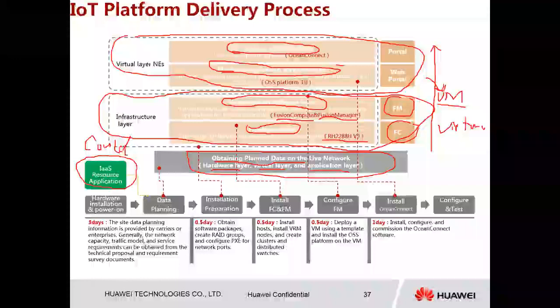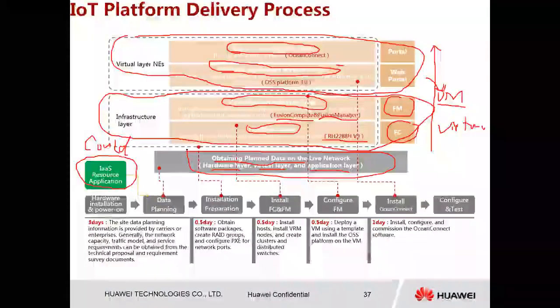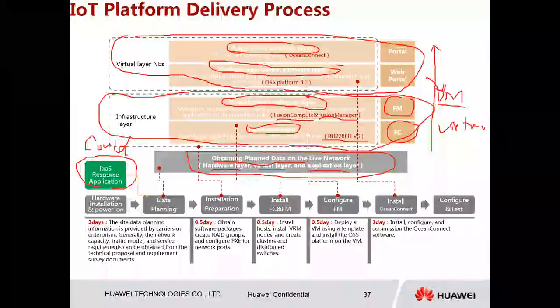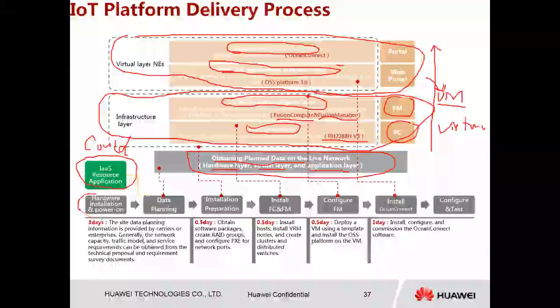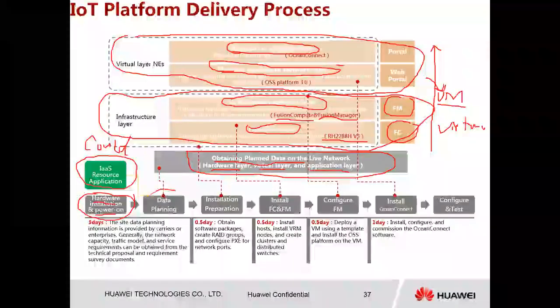In our project, when we have the cloud, all the services run on this cloud. In this situation, we don't need to install the servers. We just request or apply for the IaaS resources. But if it is not the cloud, we need hardware installation, power on and cabling. Then we do the data planning and installation preparation, like the RAID, the network, and the software.